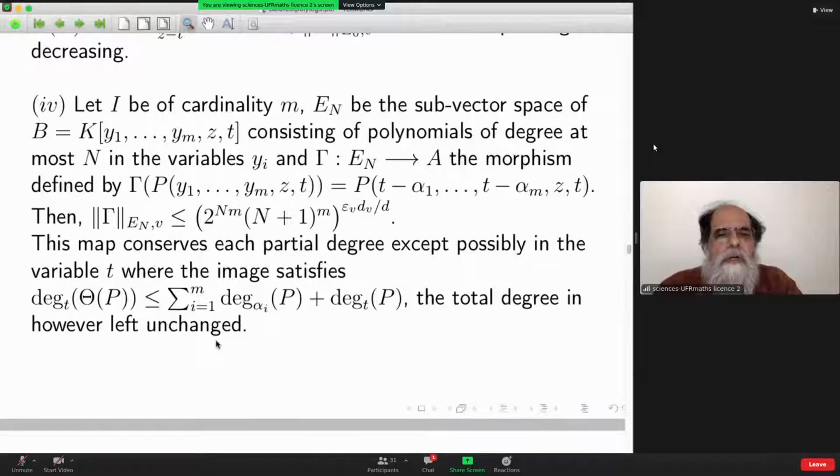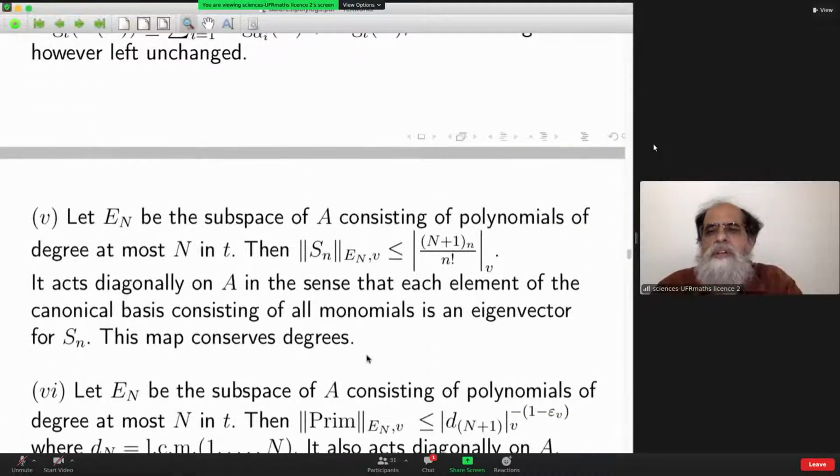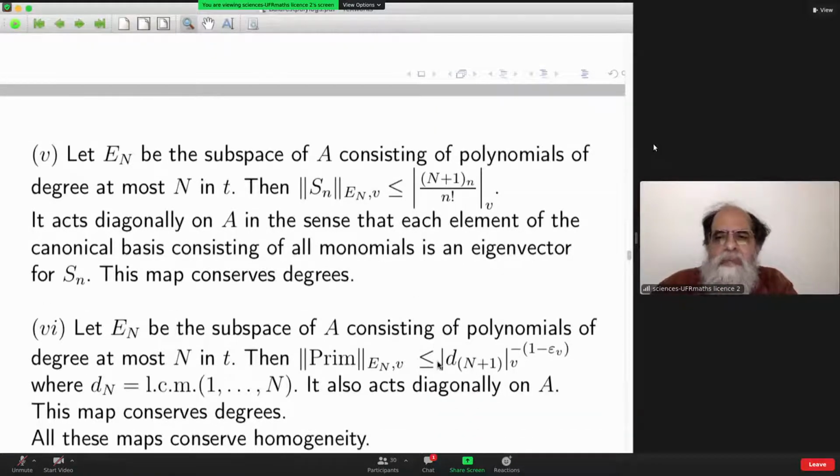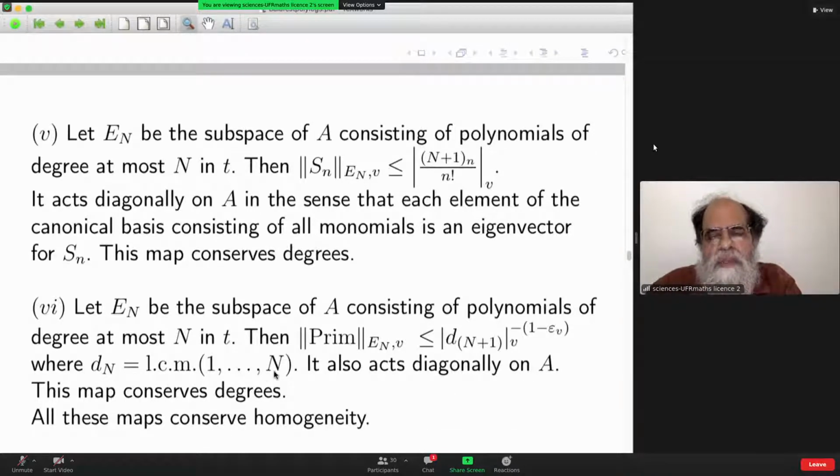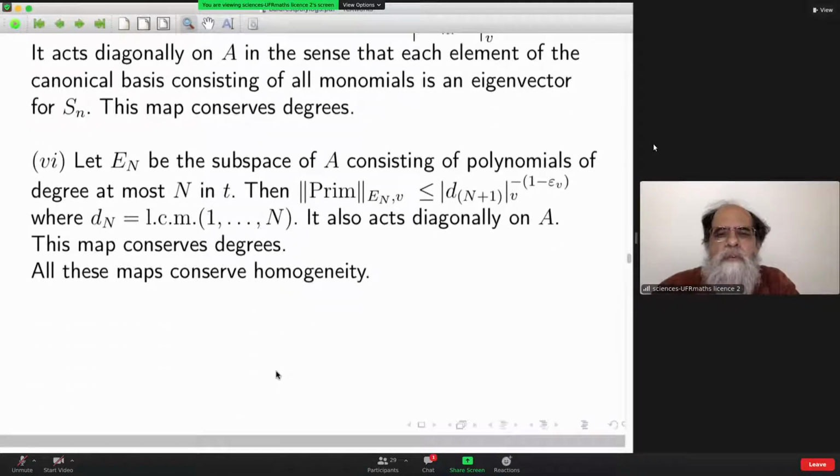And finally, you differentiate. When you differentiate, you have factorials. So the norm is less than the absolute value of the factorials. And when you integrate, you divide by some powers. So you divide by the power of the largest degree. So the norm is going to be less than the largest. So it's going to be a periodic contribution because at the Archimedean place, it's going to be less than 1. And it's going to be, at worst, the LCM of the denominators for the periodic values. Okay, and all these linear maps act diagonally, so you don't have a huge complication, and they conserve homogeneity.